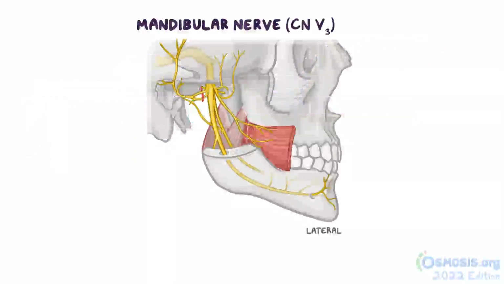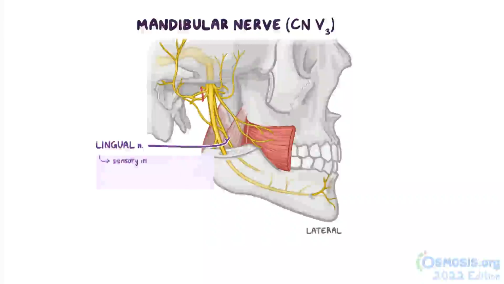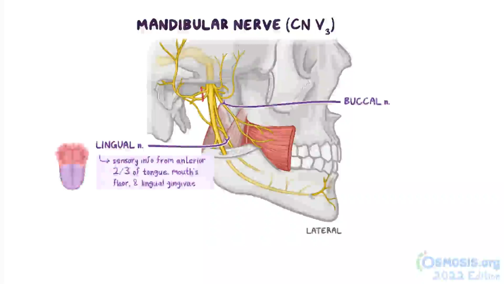Okay, now third, there's the lingual nerve, which lies just anterior to the inferior alveolar nerve. It travels antero-inferiorly and then enters the mouth between the medial pterygoid muscle and the ramus of the mandible. Here, the lingual nerve carries sensory information from the anterior 2/3 of the tongue, the mouth's floor, and the lingual gingivae. Fourth, the buccal nerve emerges from the lateral pterygoid muscle.